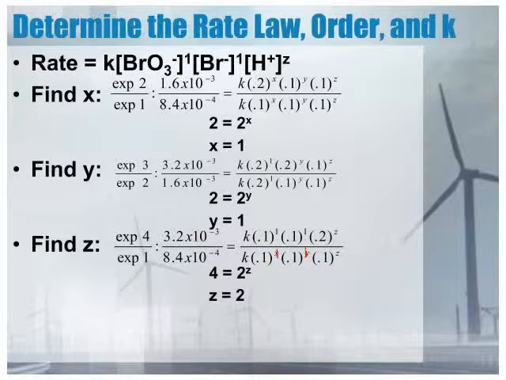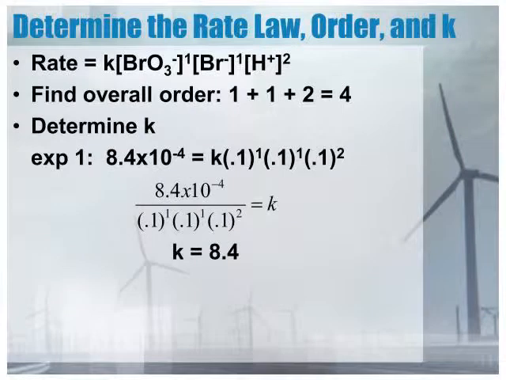So again, our K cancels out. The 0.1 to the first and the 0.1 to the first cancels out. The 0.1 to the first and the 0.1 to the first cancel out. So we do the math related to the numbers left. So you get 4 equals 2 to the z. So z has to be 2, because 2 squared equals 4. And whenever possible, I always make sure I can cancel everything out just to make the math a lot easier.